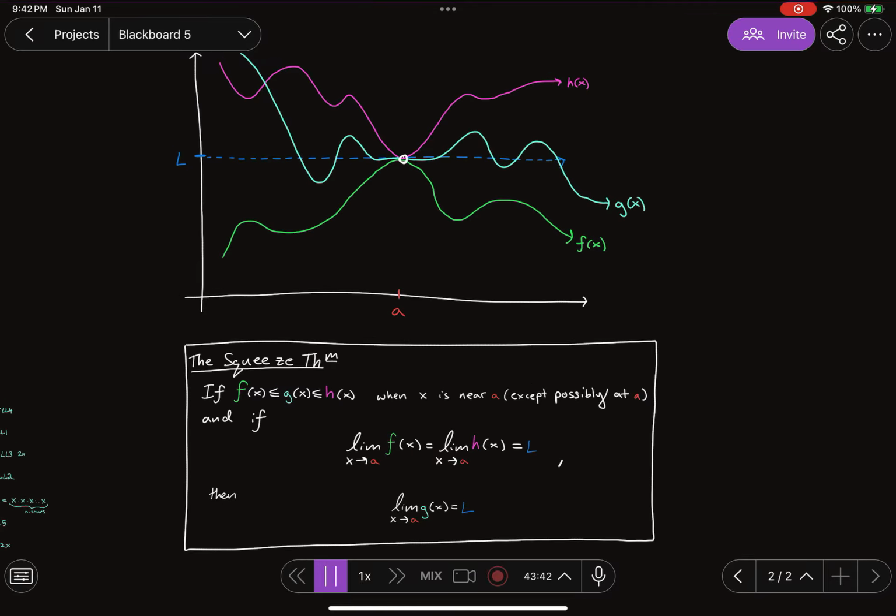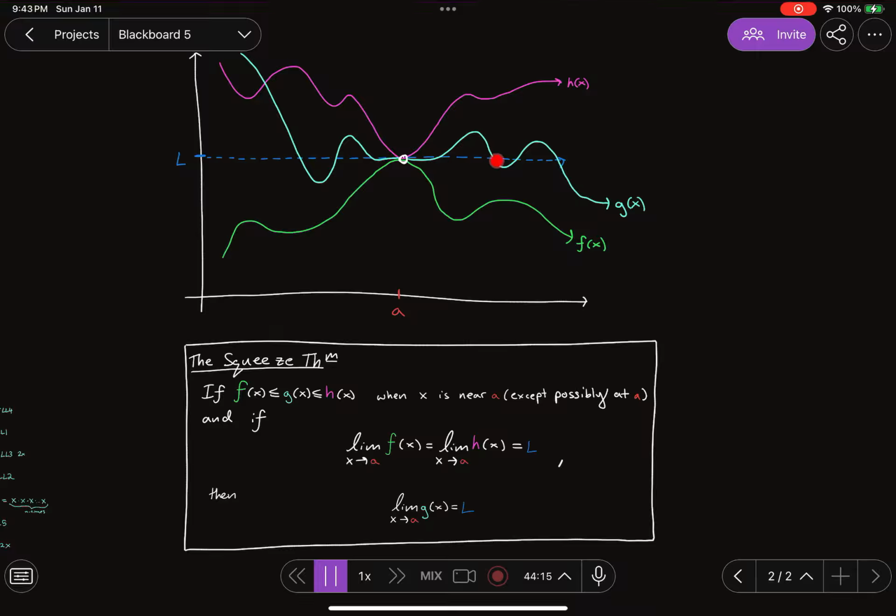All right, so this is the squeeze theorem. You can kind of see it in the picture. We have an f of x right here. It's forced below g of x. G of x is in between h of x and f of x when we are close to a. And if you observe, the limit of f of x as x gets close to a is indeed equal to L. And h of x, the limit of h of x as x gets close to a, is also equal to L.